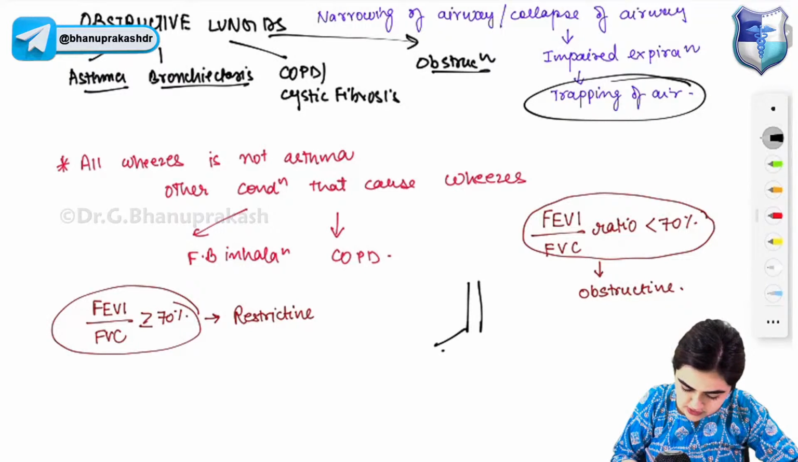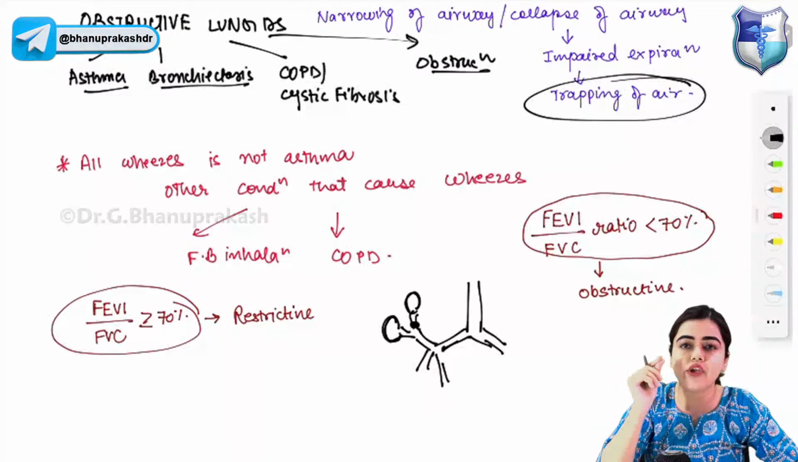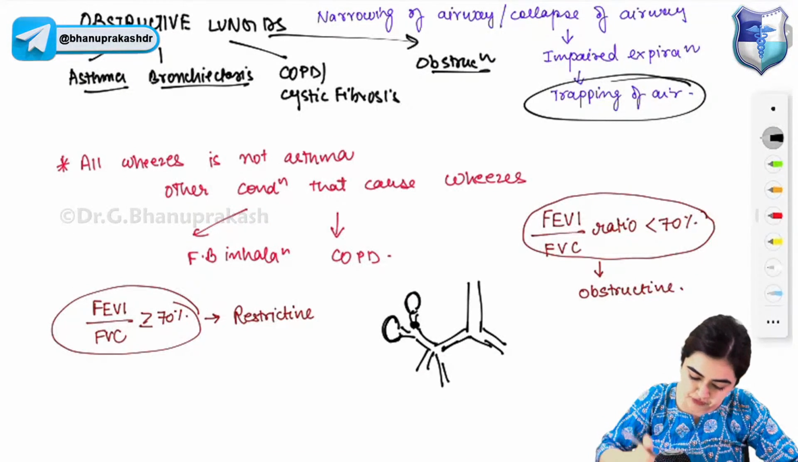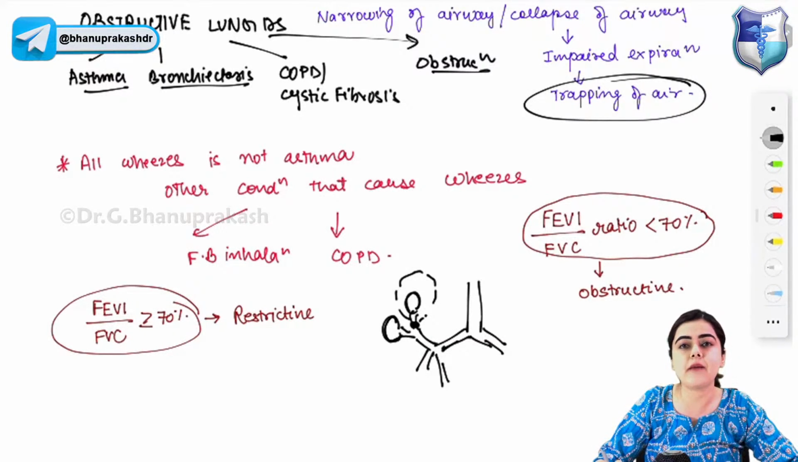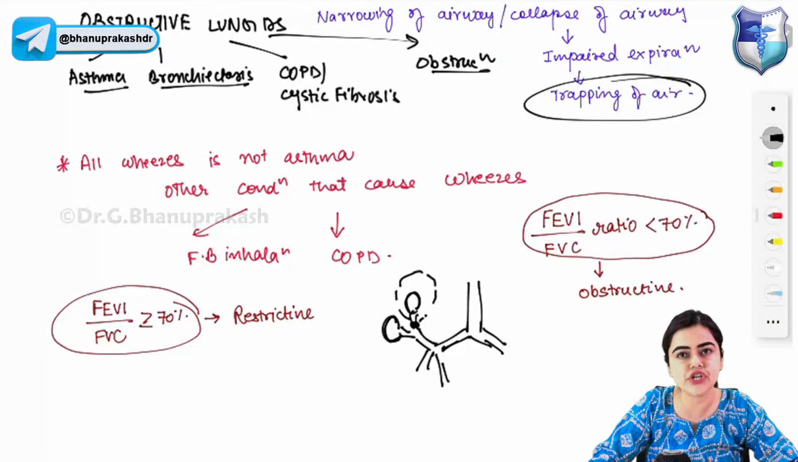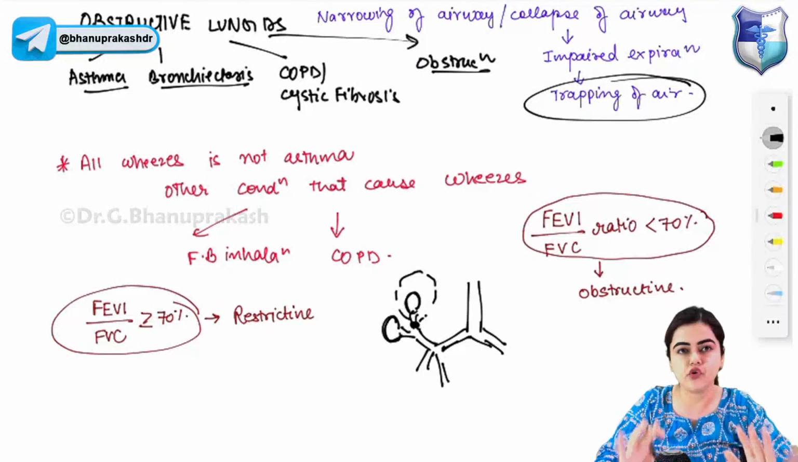So this is your trachea, right? These are your bronchi, small bronchi, and further these bronchi are dividing into terminal bronchioles leading to alveoli. Now, if obstruction happens due to any cause, whether there is narrowing of the airway or collapse of the airway, what will happen? There will be trapping of the air distal to the obstruction, and this happens due to defective expiration that is there in obstructive lung diseases. I hope I am clear. Just put a thumbs up if you are understanding.